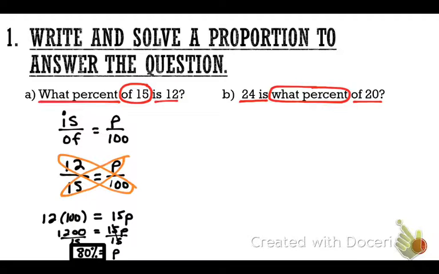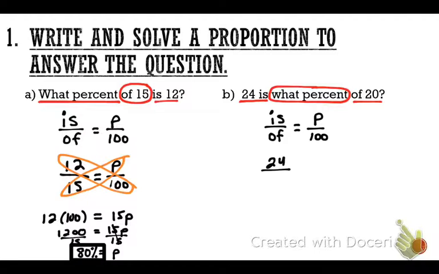Okay? Every single time I want us to start with the original proportion. What's the original proportion that we wrote in the cloud? Is over of equals P over 100. Everybody write it down. Is over of equals P over 100. And now all we're going to do is plug in what information we already know. Hunter, do I know my is? Your is 24. That is correct. It's 24. Do I know my of?